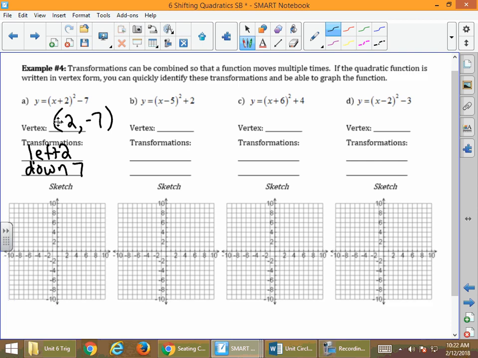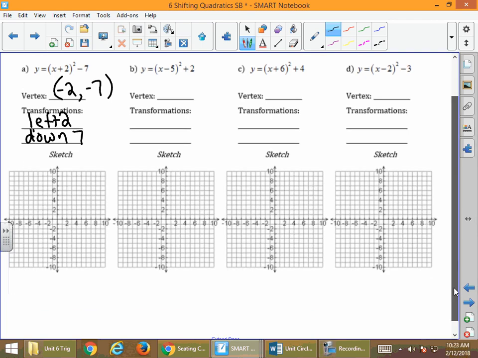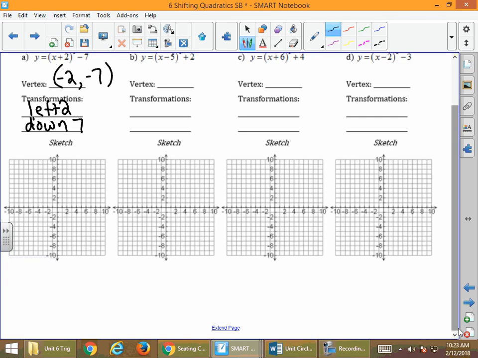And now what it says below this is to sketch the graph. I'm going to do the best I can here with the smartboard being wacky. But start with the vertex, negative 2, negative 7. I'm really sorry because it's disoriented and it shouldn't be there. But negative 2, negative 7 is our first point.